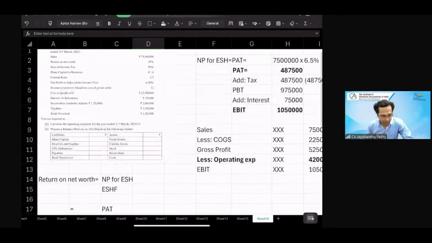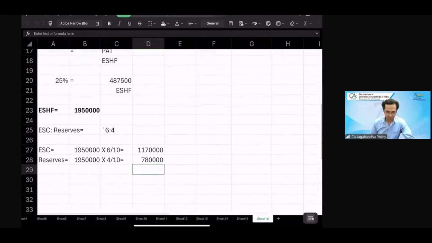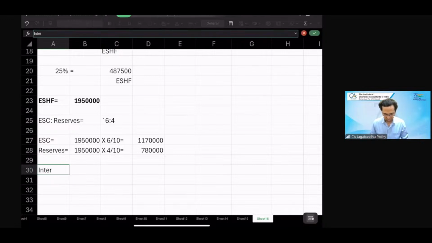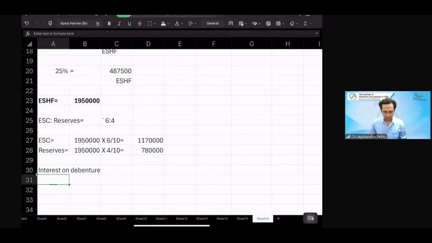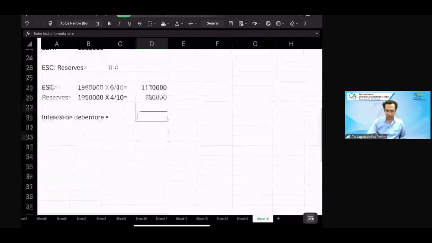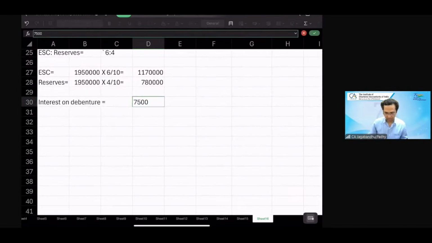Then other things are like debentures. Can we get the debentures? Yes, because we have the interest on debentures number. Since we have the interest on debentures number, we can easily get the debentures. So interest on debentures is given as equal to how much? 75,000. Yes, this is 75,000.